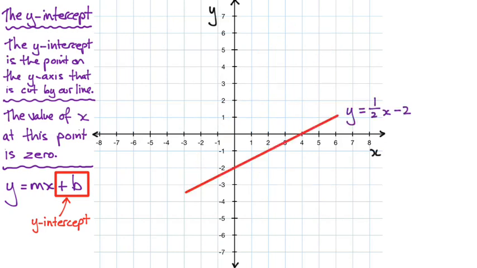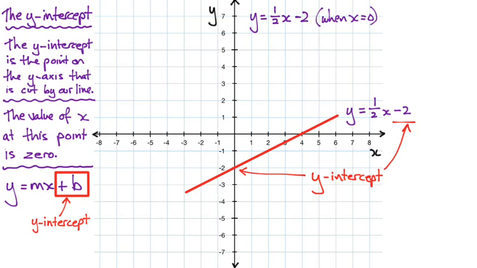Let's do another one. Here is the line y equals half x take 2. You'll see that the take 2 part of our linear equation also aligns with the fact that it cuts through negative 2, but let's also use some substitution. We'll substitute when x equals 0. We get half times 0 is 0. 0 take 2 leaves us with a negative 2, which is correct.